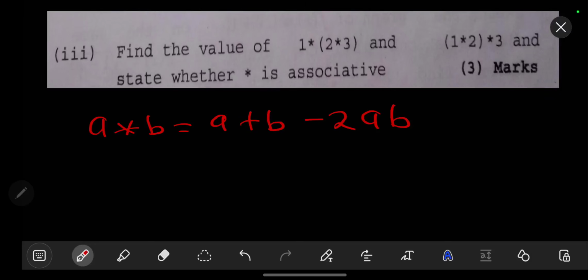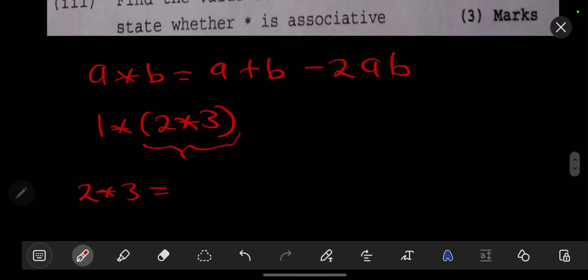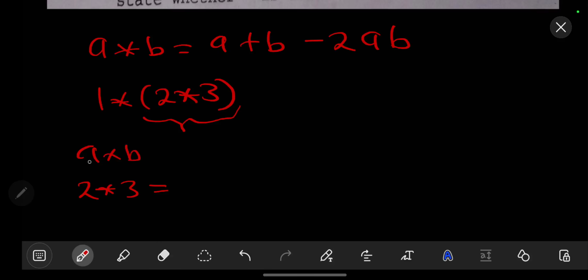For this other one, it says find the value of 1 star of 2 star of 3, and state whether star is associative. So we are going to say our A star B is equal to this. Let's first find the value of 1 star of 2 star of 3. We are going to first work out what is in the bracket. So we have 2 star of 3, which means for the equation A star of B is equal to A plus B minus 2AB.